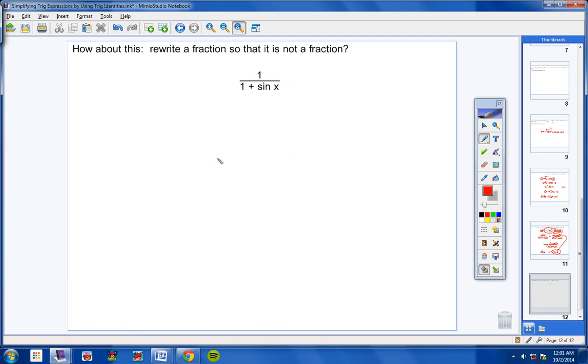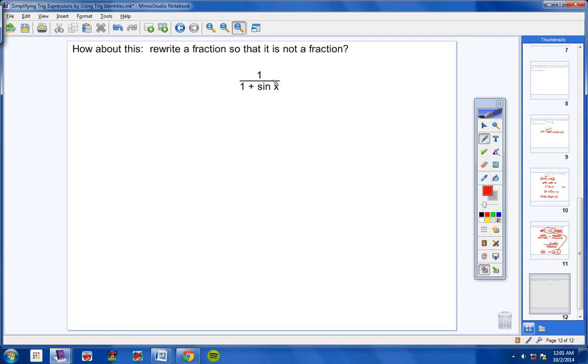This is it. Last problem, okay? How about rewriting a fraction so that it's not a fraction? Wow. Now, that's not going to be easy to do, okay? So, here's what I recommend that you do. I recommend that you do this.